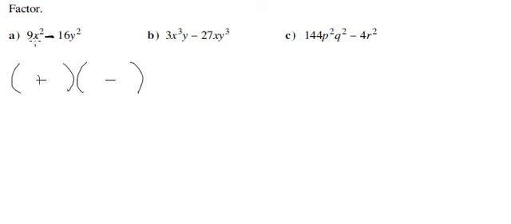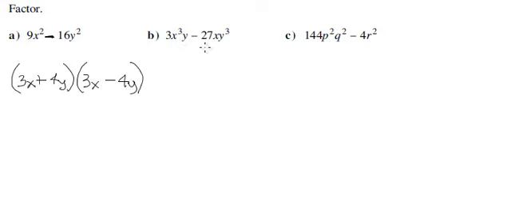The square root of 9x squared is 3x. That goes in the first spots. And the square root of 16y squared is 4y. That goes in the second spots. Can't factor that any further, can't factor that any further, so done.